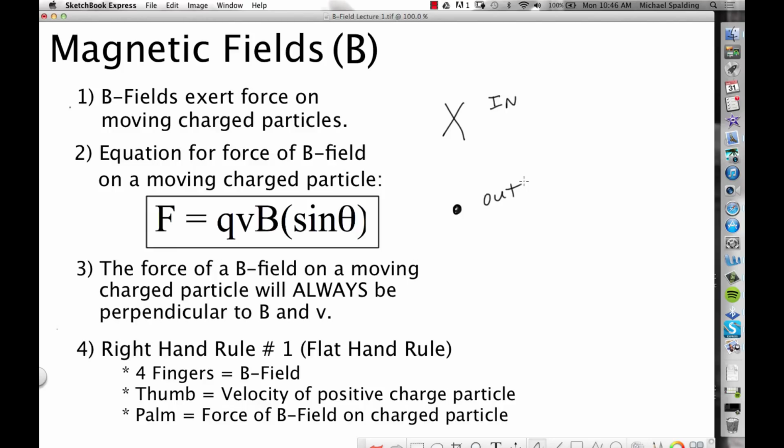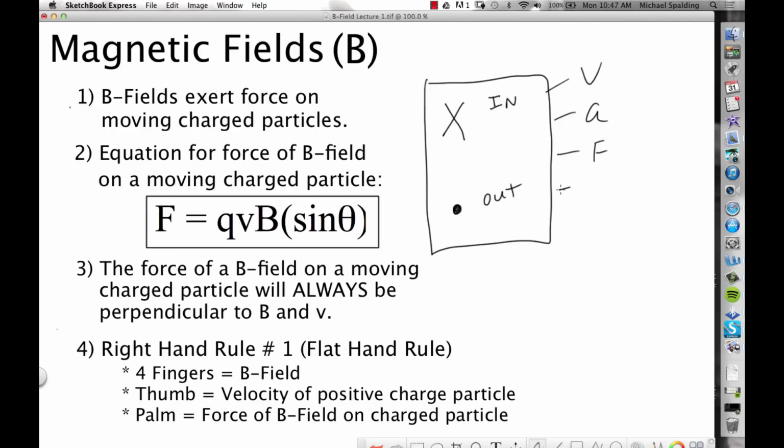The reason we use X's and dots is because it's all based on an arrow. If an arrow is traveling away from you, you see the tail feathers on the back of the arrow. Kind of looks like an X. So that's in. And if an arrow is coming at your face, you're going to see a dot, which indicates out. So you can use X's and dots for anything that's a vector. You could use this for velocity, acceleration, force, or magnetic field.